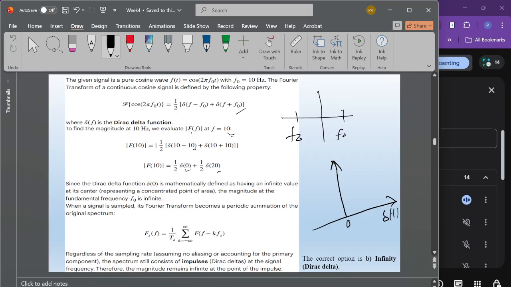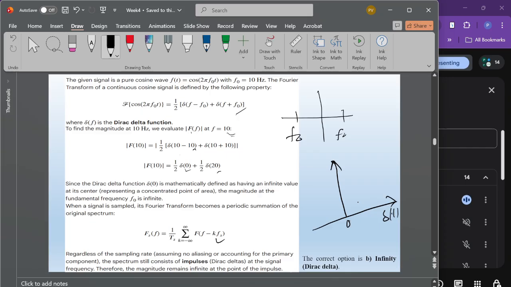Okay, so when we sample a signal with the delta function, its Fourier transform becomes a periodic summation of the original spectrum. This is defined by F_s(f) = 1/T_s times the sum over k from minus infinity to infinity of F(f - k f_s). So regardless of the sampling rate, let's assume no aliasing, accounting for the primary component. The spectrum still consists of impulses, or Dirac delta functions, at that frequency.